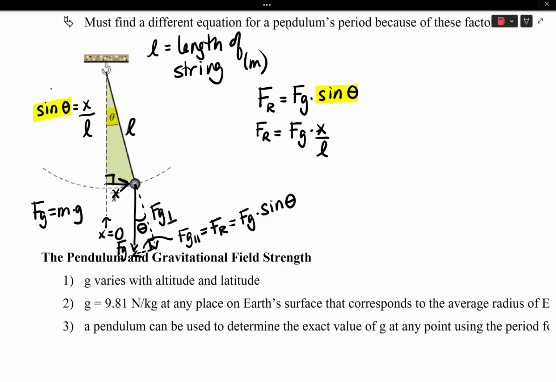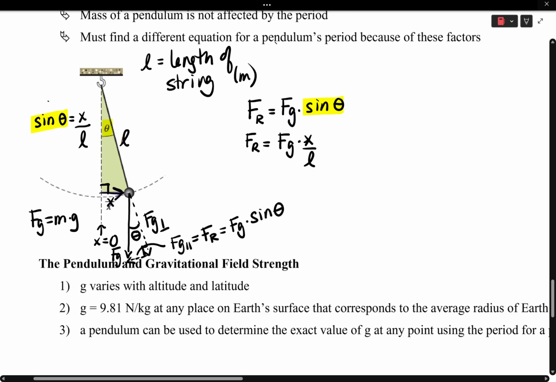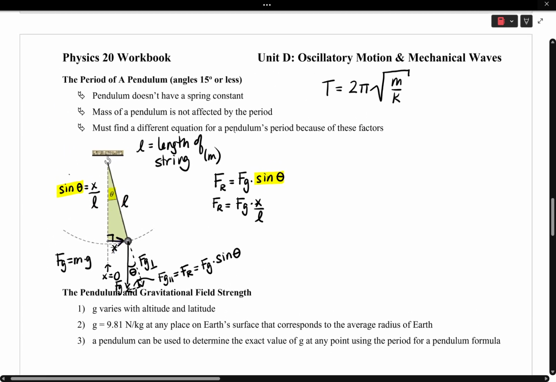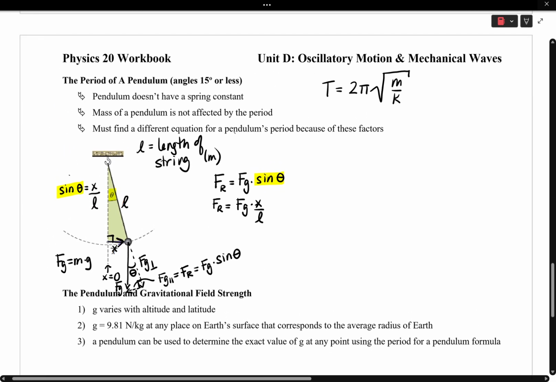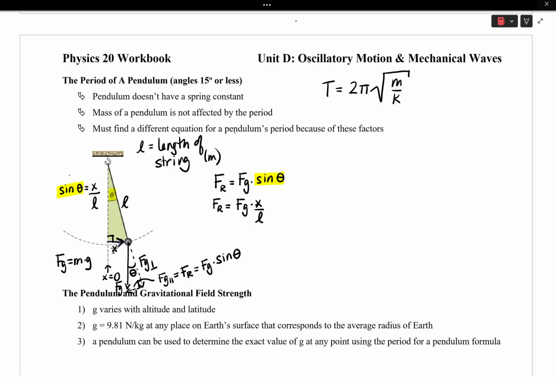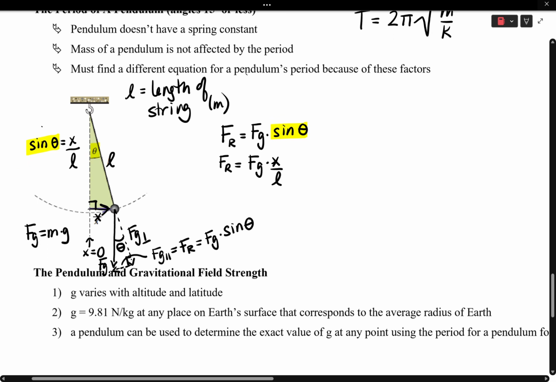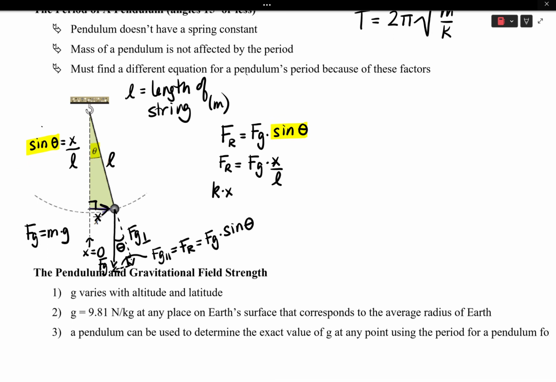And the whole goal here, remember, is that we have this equation for period on a mass spring system, and we need to eliminate k because we don't have a spring, right? This is a pendulum. So we're looking for a way to eliminate this k. If we look at Fr, we also know that Fr, when we're looking at a spring system, is equivalent to the spring constant times the x. So this would be F of G times x over L.